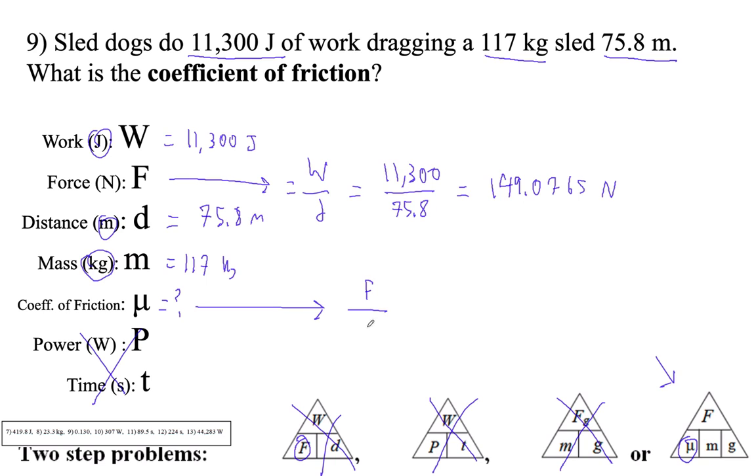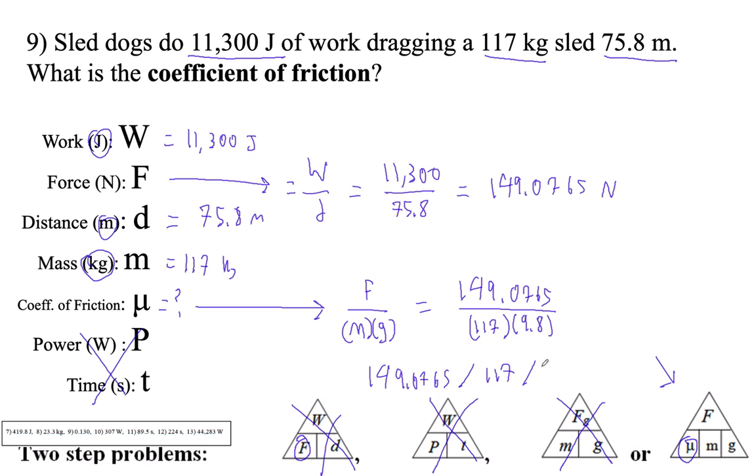Force divided by m. And also divided by g, right? Okay, so that's going to be 149.0765 divided by, what's our mass? 117. And also divided by 9.8. Okay, now when I do this on my calculator, I literally have to get that answer, right? So 149.0765, and I have to go divided by 117, divided by 9.8, right?